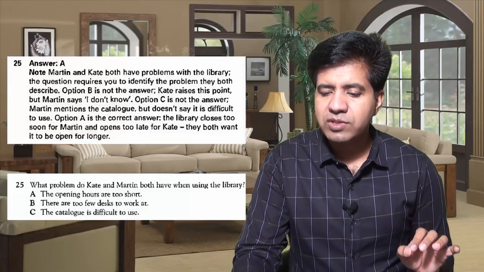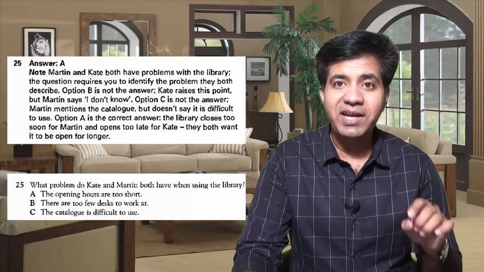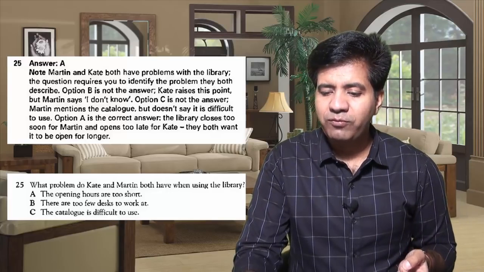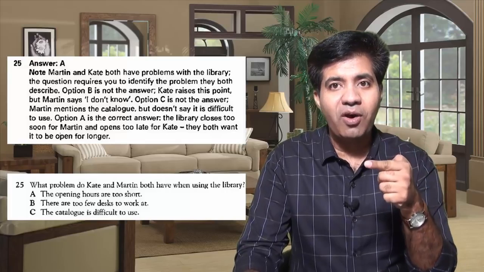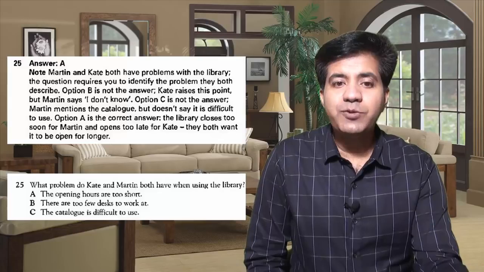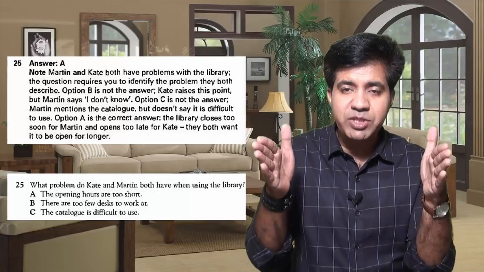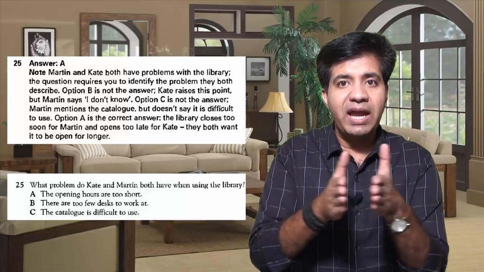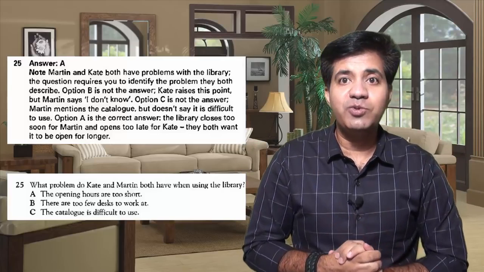The library closes too soon for Martin and opens too late for Kate, right? Open and close, that is all about timing. They both want it to be open for longer. It should open early in the morning and stay open late at night or late in the evening. That's why the opening hours are too short. Opening hours means the time duration when something remains open. If it is 9 to 5, 9 to 5 is opening hours. So they think the opening hours are too short.